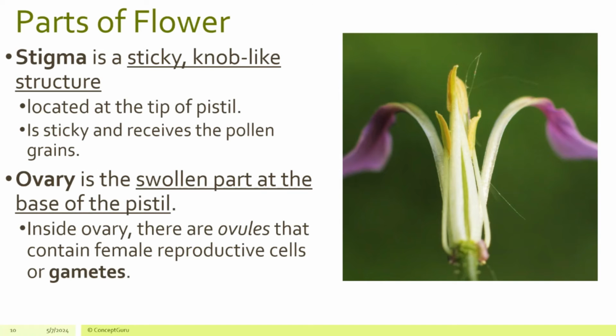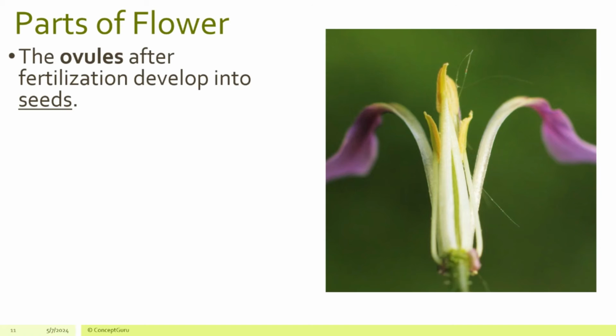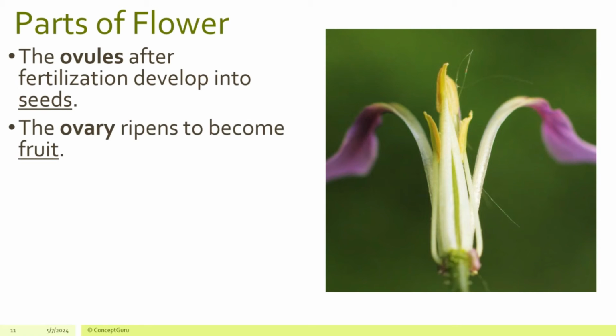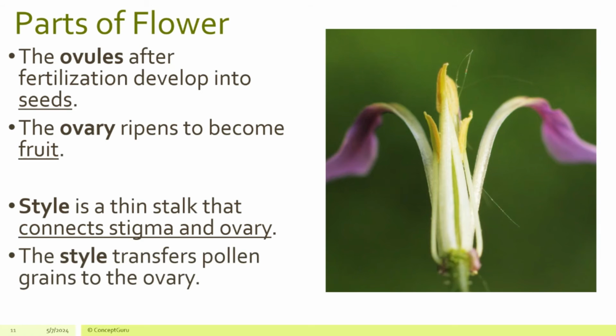Ovary is the swollen part at the base of the pistil. Inside the ovary, there are ovules that contain female reproductive cells or gametes. The ovules, after fertilization, develop into seeds. The ovary ripens to become the fruit. Style is a thin stalk that connects stigma and the ovary. The style transfers pollen grains to the ovary.